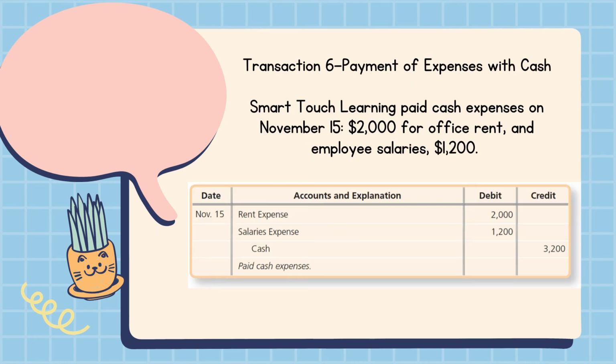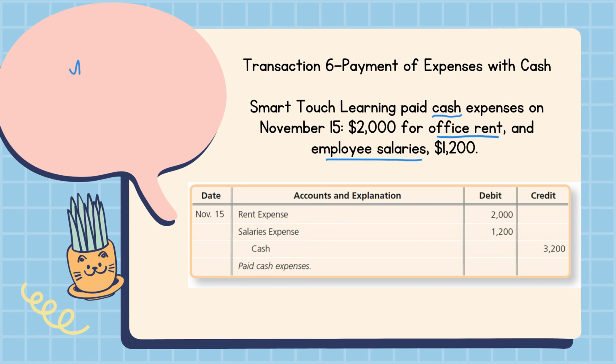Transaction 6. Payment of expenses with cash. Smart Touch Learning paid cash expenses on November 15th, 2,000 for office rent and employee salaries, 1,200. So as you can see here, we have two accounts for expenses: office rent expense, employee salaries expense. Both are paid in cash. So we have three accounts affected by this transaction. We said minimum will be two accounts affected by each transaction.